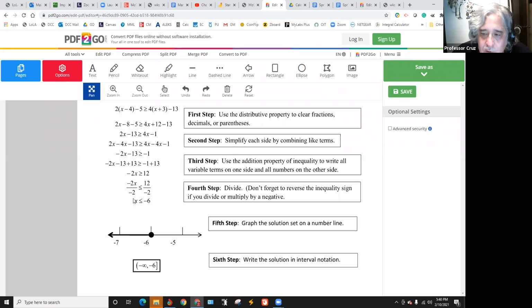So therefore, when we have negative 2x over negative 2, that's just plain old x less than or equal to negative 6. So that means anything from negative 6 all the way down to negative infinity. This interval notation is the same thing. It just means negative infinity all the way up to negative 6. And that bracket means it includes that.